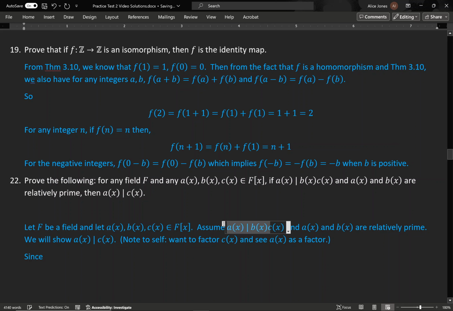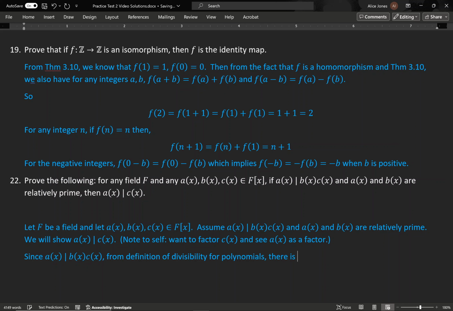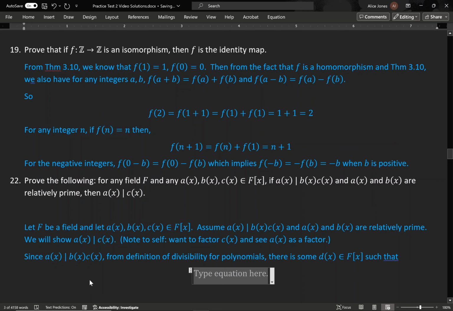Okay, so since a(x) divides b(x)c(x), just using the definition of divisibility for polynomials, there is some, let's call it d(x), in the same polynomial ring such that, basically the same equation you get for integer divisibility, the thing being divided equals the thing doing the dividing times some other factor. So b(x)c(x) equals a(x) times some other factor, which I'm calling d(x). All right, so that's one equation.